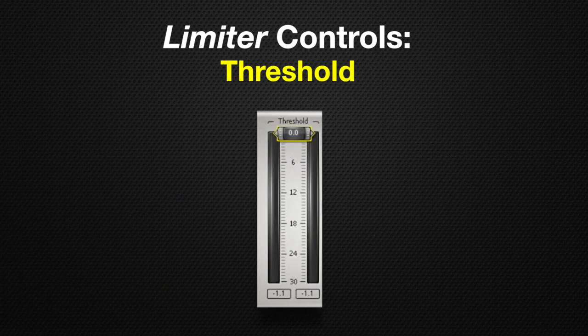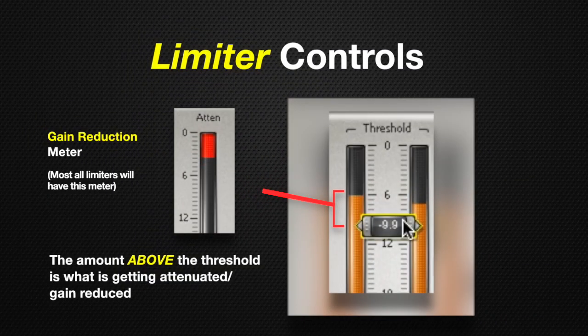The first one is the threshold. Like a compressor, the threshold control is used to set the level at which the signal is compressed, and in this case, at which level the signal is limited. How much the signal gets turned down depends on how far the signal is above the threshold.